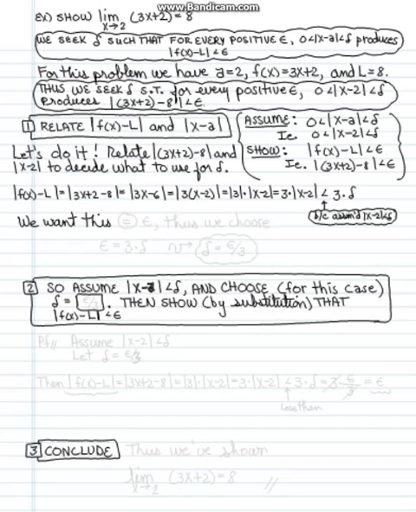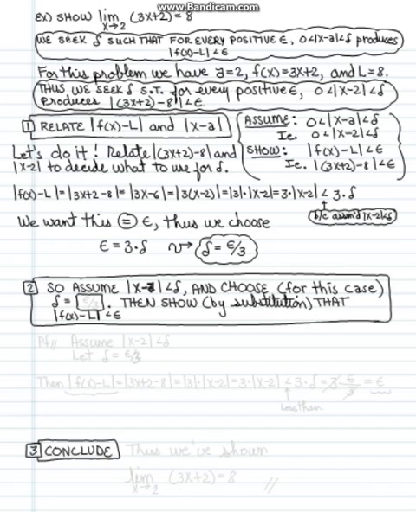Okay, so we want this to equal epsilon. Thus we choose the last portion, 3 times delta, to be equal to epsilon. Right, epsilon equals 3 times delta, and then solve that little equation for delta. You get delta equals epsilon over 3. There it is. That's the delta we're going to use in step 2.